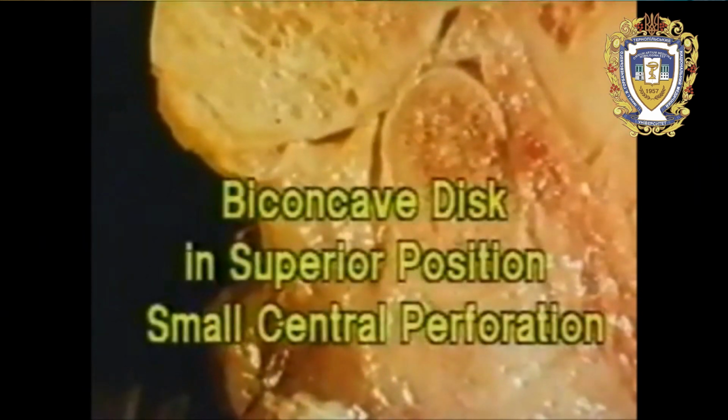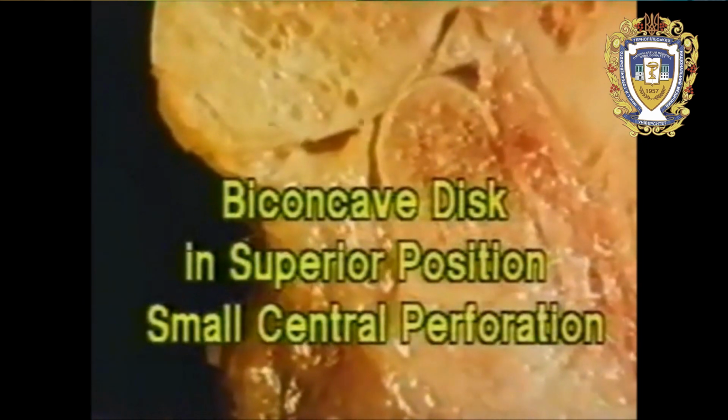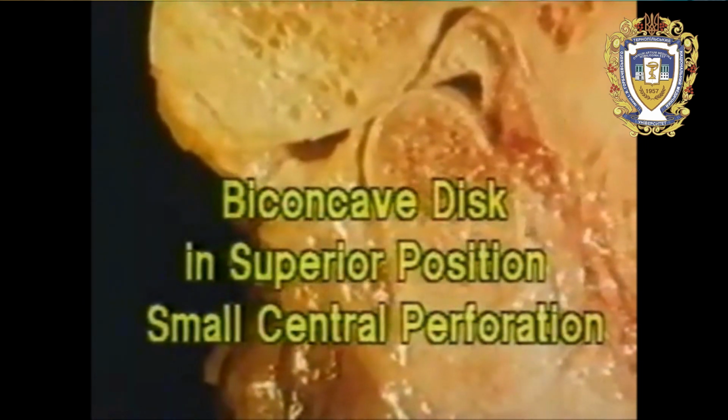In this joint, the disc is also located in a superior position. The disc is biconcave, with its posterior thick part located on top of the condyle in the closed mouth position, and posterior to the condyle at maximal opening. There is, however, a small perforation in the central part of the disc. During opening movement, there is rotation in the lower compartment and more translation in the upper compartment.